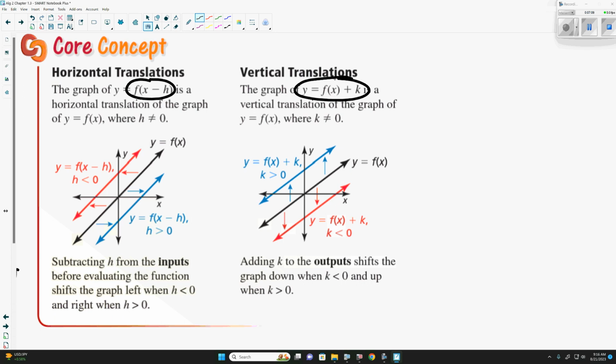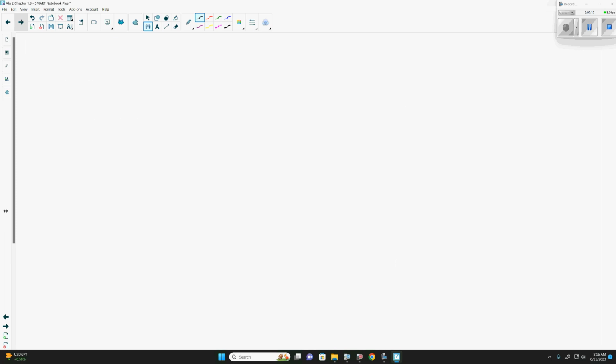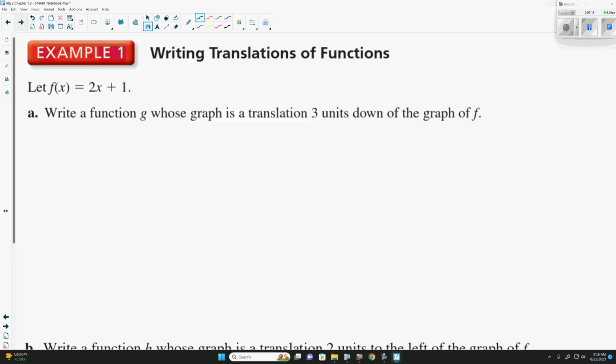Now, the biggest thing with this here is going back to these here. These are going to be very helpful when applying these transformations to a given function. So for this first one here, we want to write a function g whose graph is a translation 3 units down of the graph of f. So we're moving it 3 units down. So how we're going to write this is we're going to say g of x.